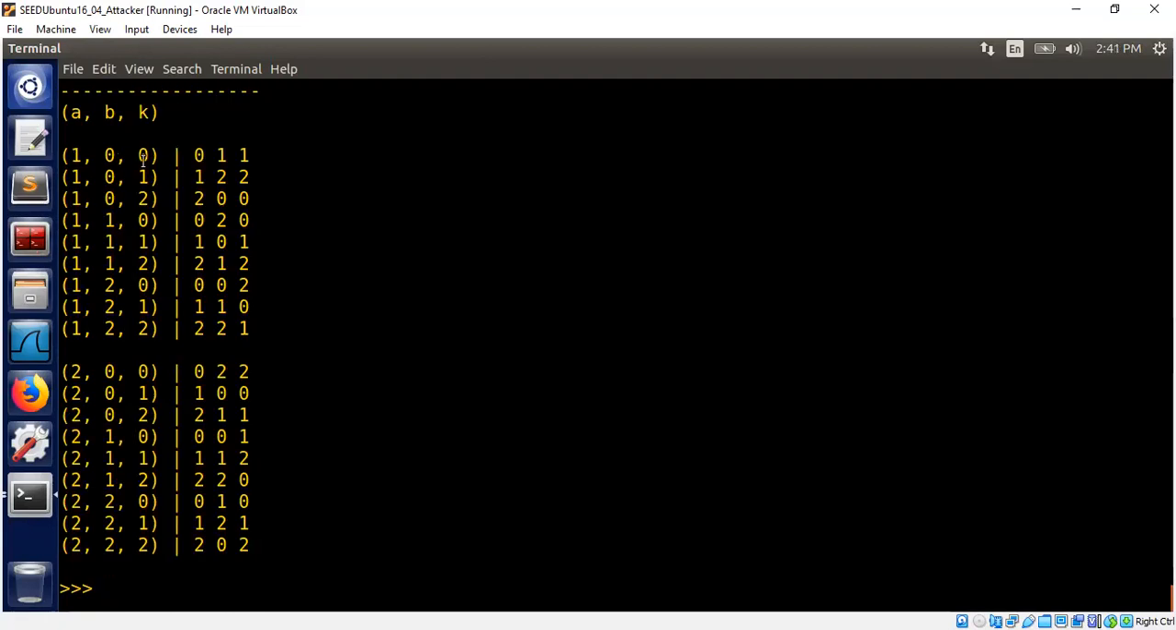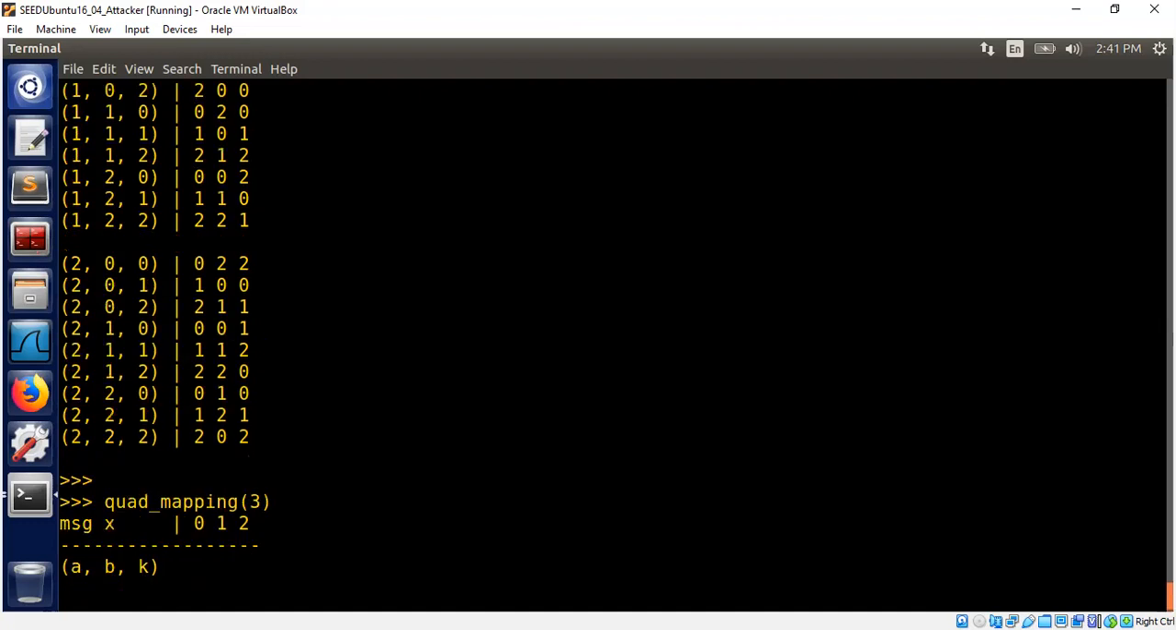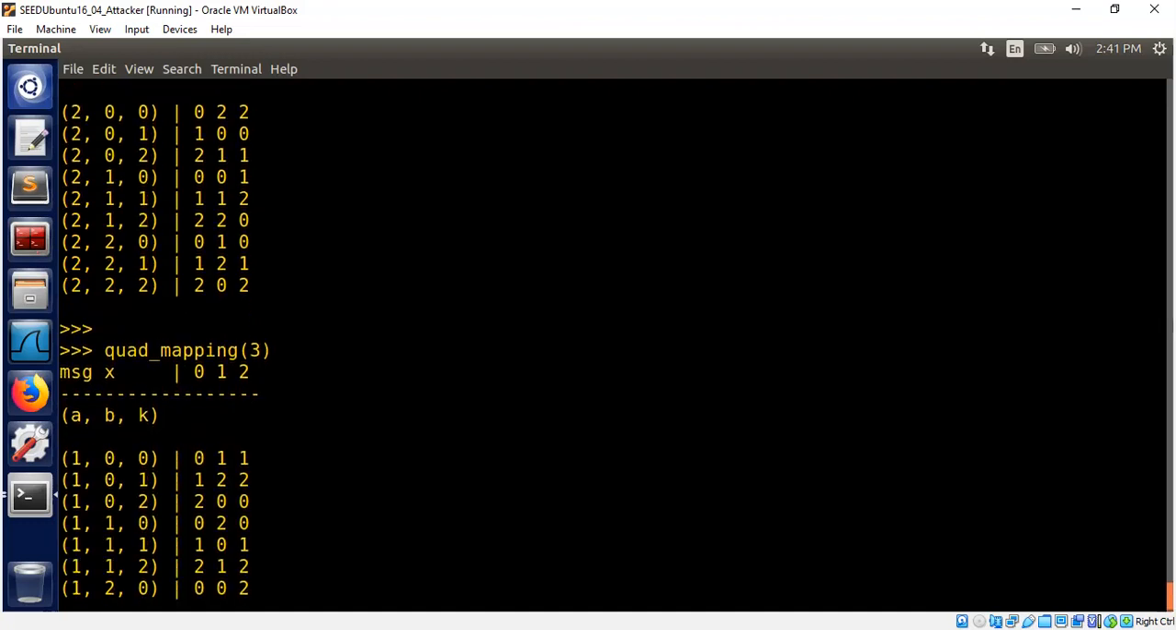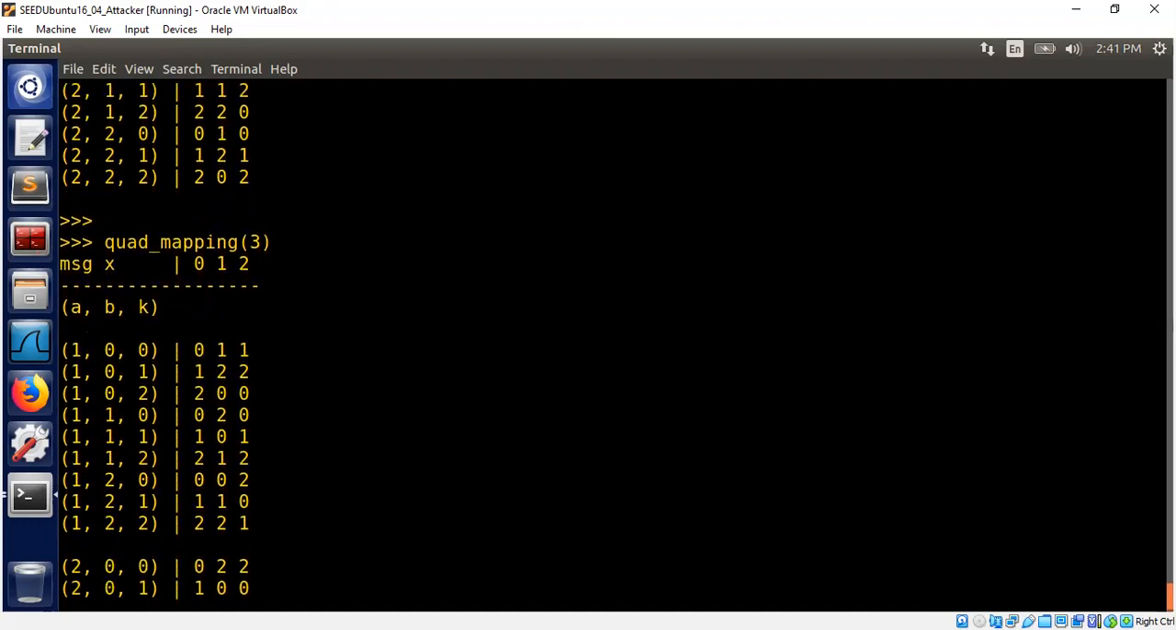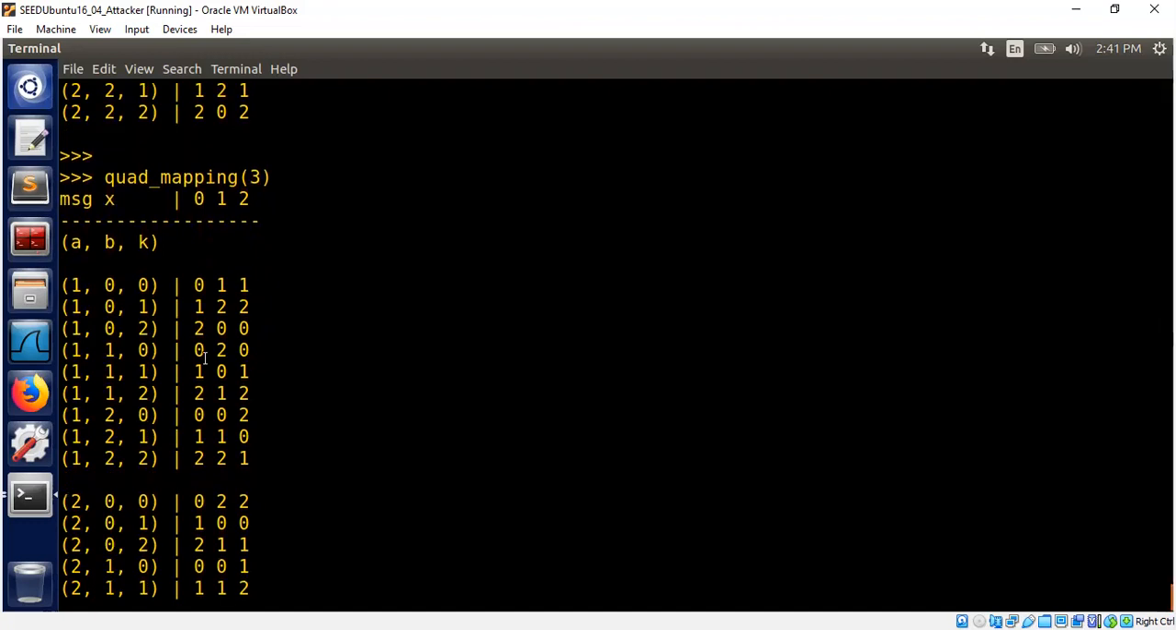All possible A, B, and K values are listed here, except the fact that A cannot be 0, because if A is 0, we wouldn't need 3 people. We talked about it in the previous segment. We can solve it with 2. That's the reason A cannot be 0. And the rest of the table remains the same as what we talked about in the previous segment. As you can see here, the possible values of X are 0, 1, 2. And for different A, B, K, we compute the values.